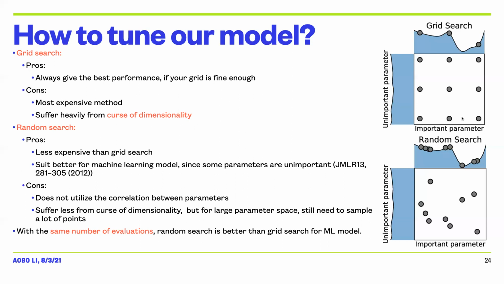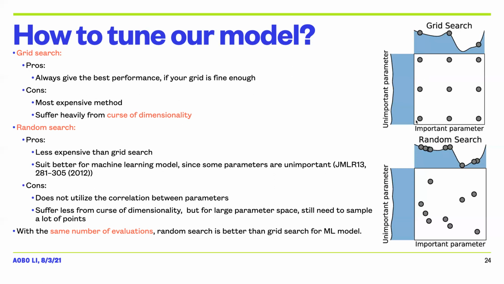The other approach is a random search approach. Random search is less expensive than grid search, and it actually suits the machine learning model better since some of the parameters are unimportant. For example, if you look at this case, the blue region represents the actual likelihood value. You can see for unimportant parameters, the grid search is spending a lot of points on them.